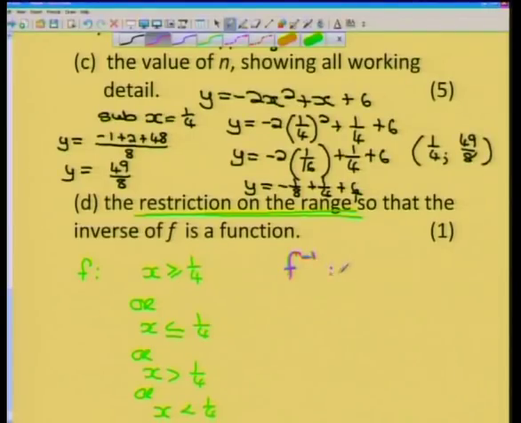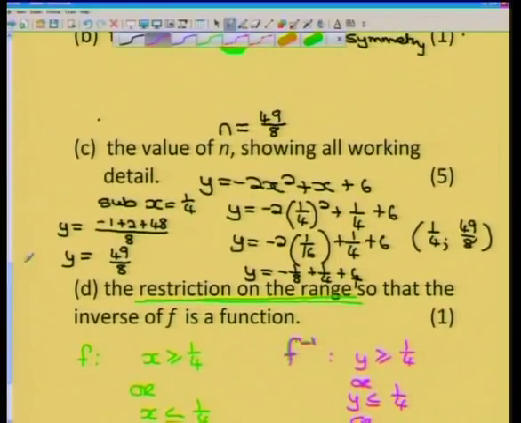So for f to the minus 1, and let's use a different color so we don't get confused, y would be greater than or equal to 1/4, or y would be smaller than or equal to 1/4, or y would be greater than a quarter, or y would be less than a quarter. So what we do is we always use our turning point as our way to make sure that whatever's the inverse is going to be the case. So let's have a look and see what I mean by that. Let's look at another example of it.